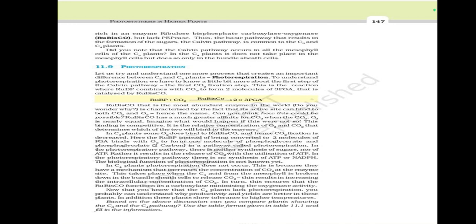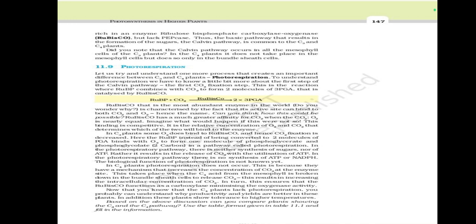To understand photorespiration, we have to know a little bit more about the first step of the Calvin pathway, the first CO2 fixation step. This is the reaction where RuBP combines with CO2 to form two molecules of 3-PGA, that is catalyzed by Rubisco. RuBP plus CO2 in the presence of Rubisco gives 2 times 3-PGA. Rubisco is the most abundant enzyme in the world. It is characterized by the fact that its active site can bind to both CO2 and O2.